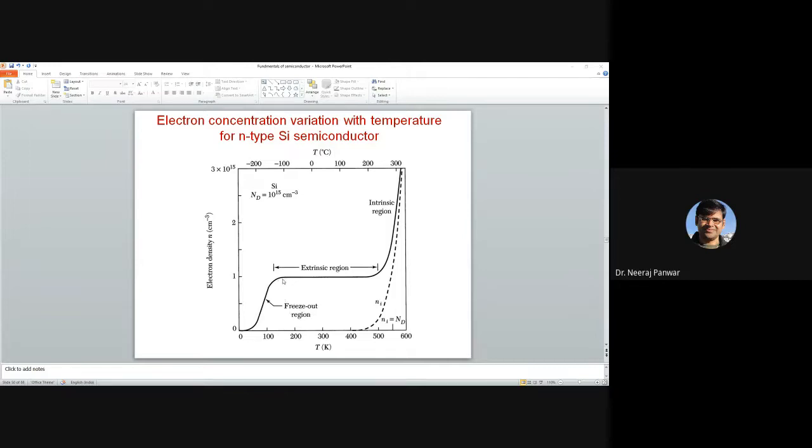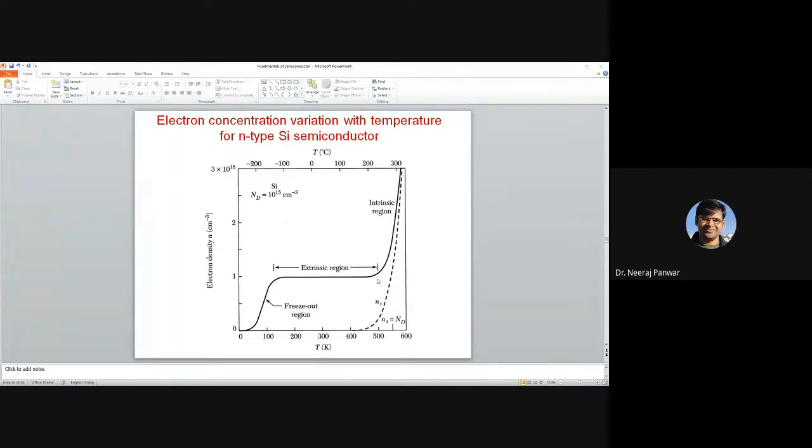Now, if we increase the temperature beyond 150 Kelvin, what is going to happen? All the donors have donated their fifth valence electrons, but the thermal energy is not sufficient to break a covalent bond. Therefore, the concentration of electrons in the conduction band remains constant. It does not change because electrons are not coming from anywhere.